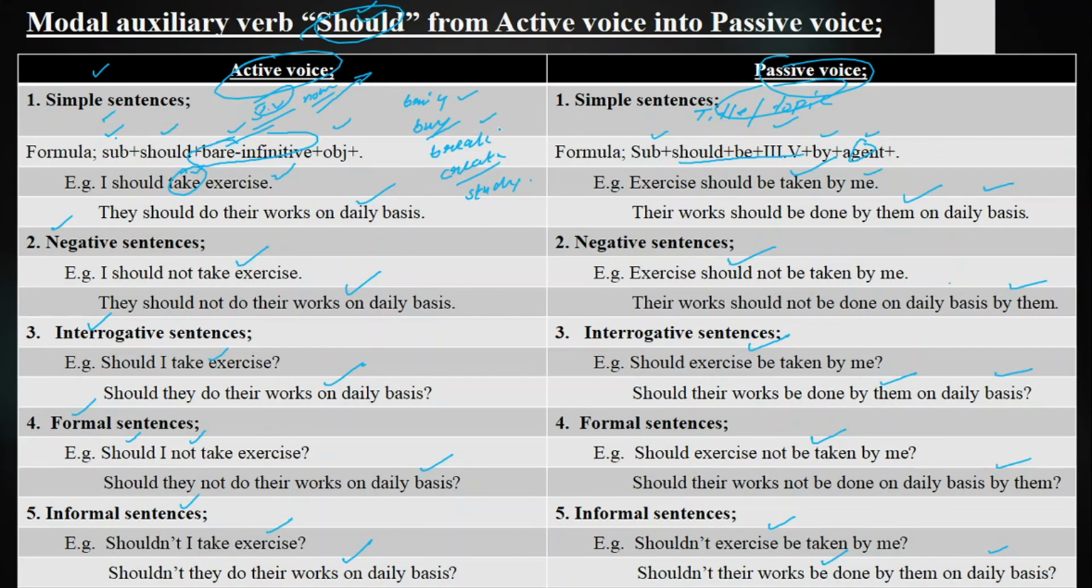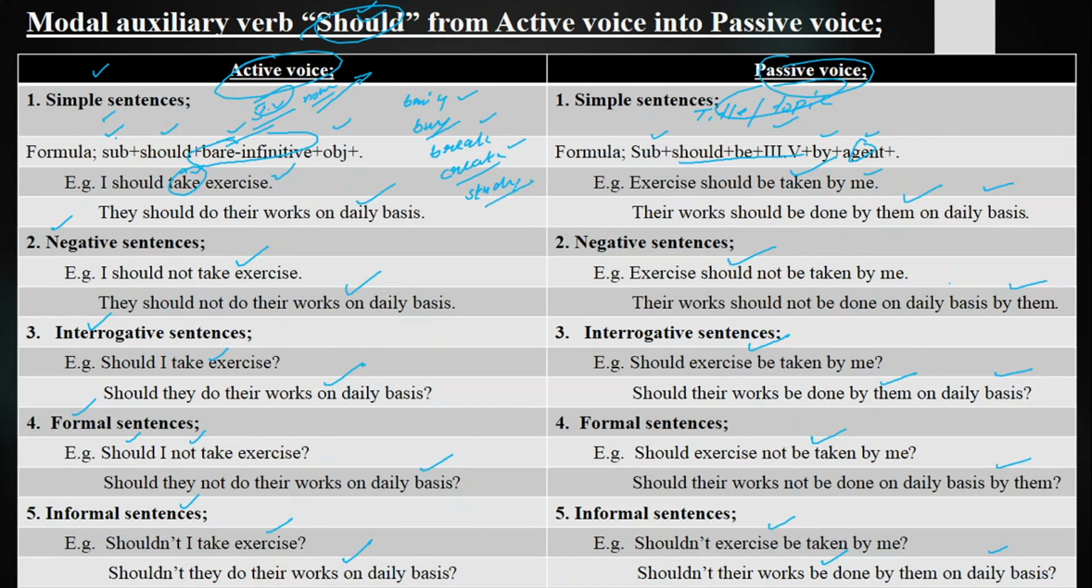Break: you should break the door. Door should be broken by you. Door should not be broken by you. Should door be broken by you? Should door not be broken by you? Shouldn't door be broken by you? And create: he should create problems. Problems should be created by him. Problems should not be created by him. Should problems be created by him? Should problems not be created by him? Shouldn't problems be created by him?